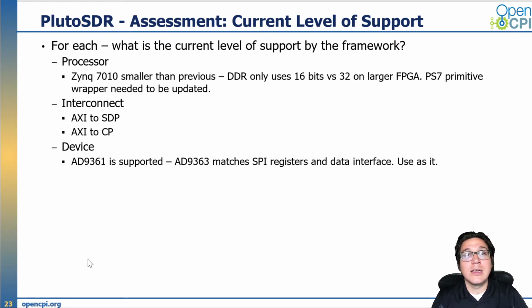And when you in the OSP community come across similar situations, we encourage you to create merge requests within GitLab, so we can continue to increase our capability across different types of architectures. And then for the interconnects, we use two IP cores that are part of the core projects, the XC to STP and the XC to control plane. And there's currently support, we at the time supported the AD9361, and the AD9363 matches all the registers and the data interfaces exactly, so that was reusable.